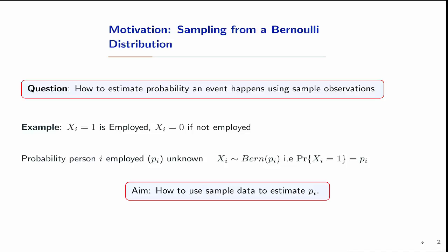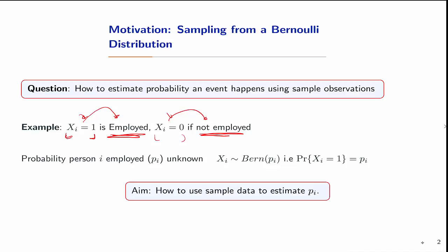Suppose we wish to go about estimating the probability that an event occurs. For example, the probability that someone's employed. Well, this is just what's known as a Bernoulli random variable. The event occurs, they're employed, or it doesn't occur, they're not employed. Again, we can state a random variable. For person i, Xi equals 1 is equivalent to them being employed, and we define Xi equals 0 when person i is not employed.